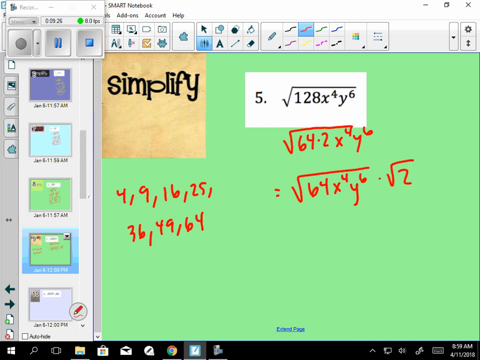So now it's taking the square root of everything on the left one. That is 8x squared, y to the 3rd. And then since the square root of 2 doesn't simplify, we'll just leave it as square root of 2. So that would be the simplified answer there.